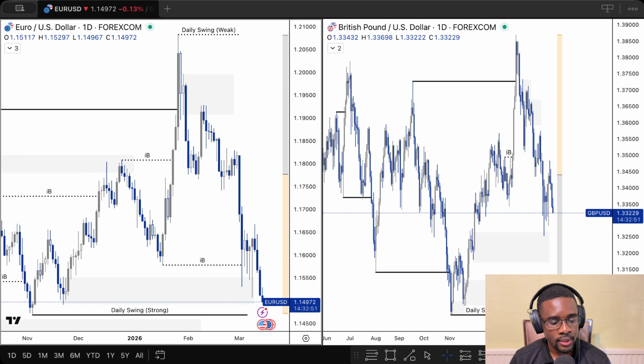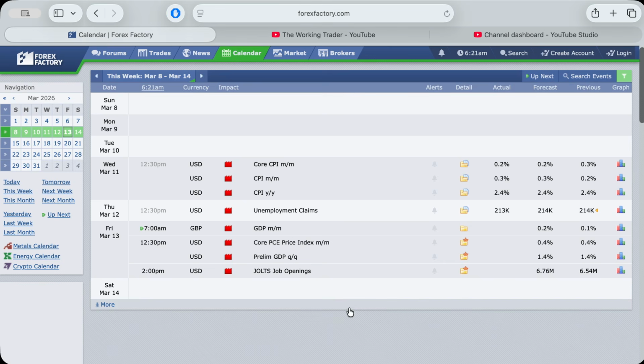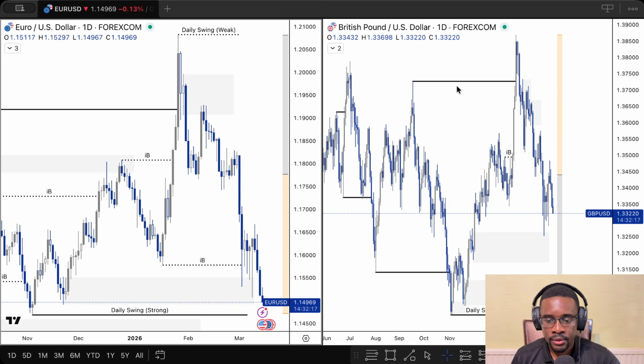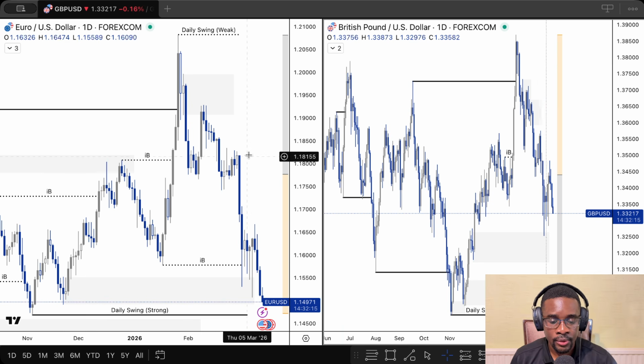So jumping right into it, let's look at Forex Factory. We have GDP today for the pound and JOLT and core PCE price index, preliminary GDP for the USD. So these two at the top would be the high impact news for the USD, and this one would be more of a medium impact, even though they're all red folder news events. So let's look at the charts and see what happened yesterday and what we can expect today.